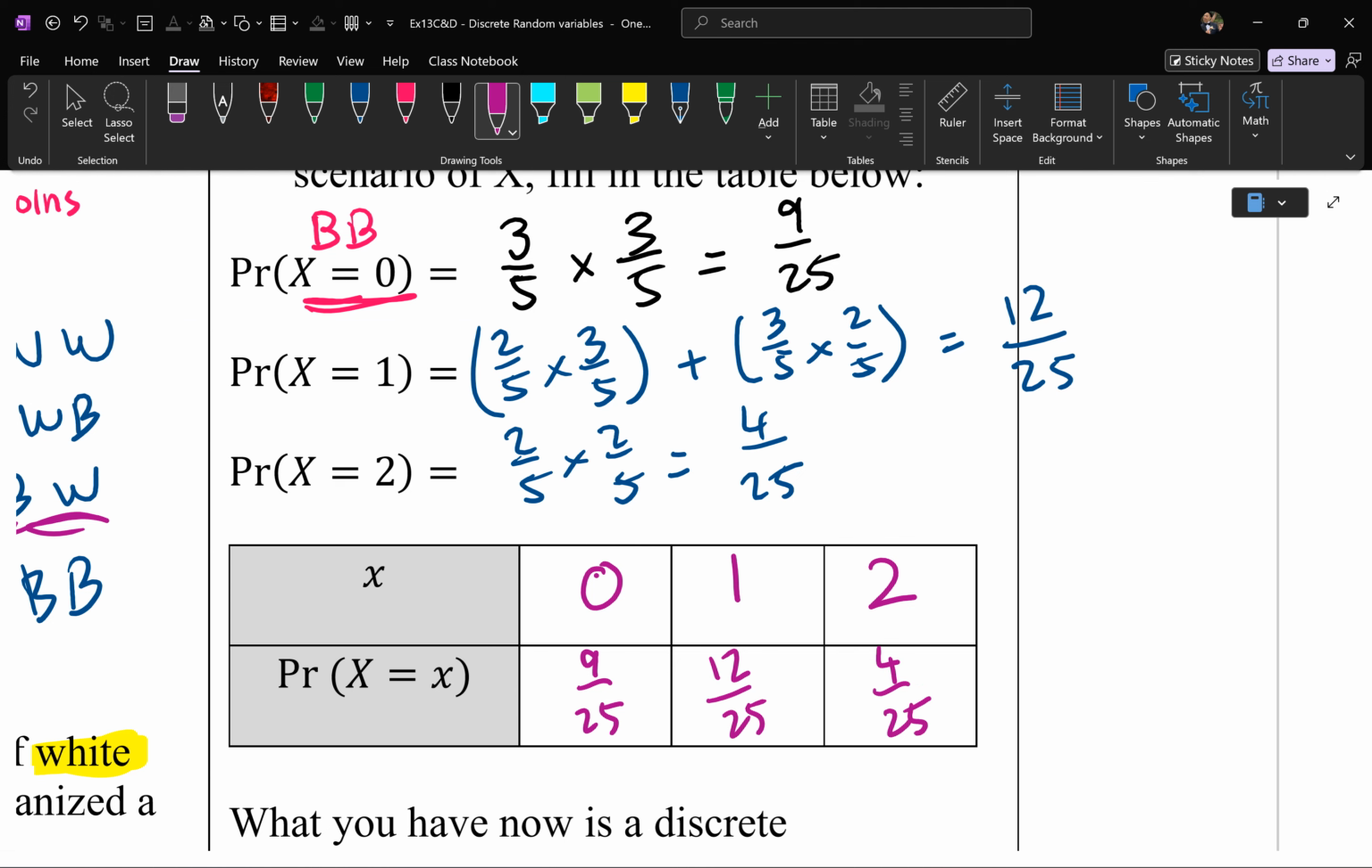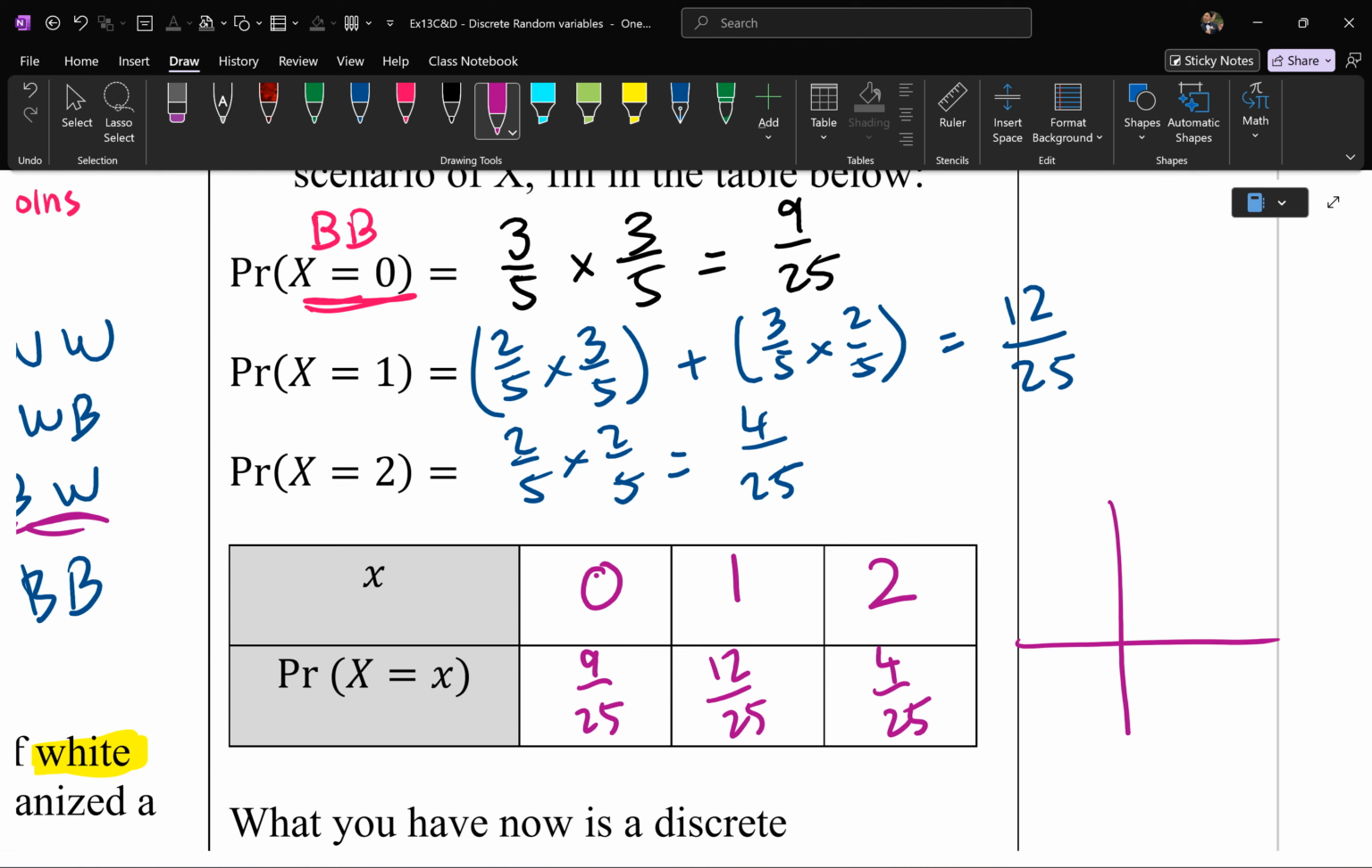Now we know that the sum of all probabilities must add up to 1. So 9 plus 12, which we get 21, and then 21 plus 4 gives you 25 out of 25, which makes sense. If that table does not add up to 1, something is wrong. Okay, and that's where you've got to go back and just double check.